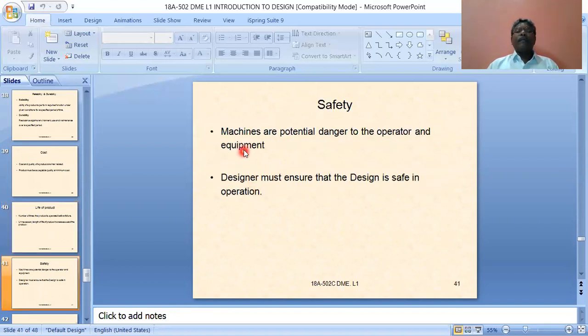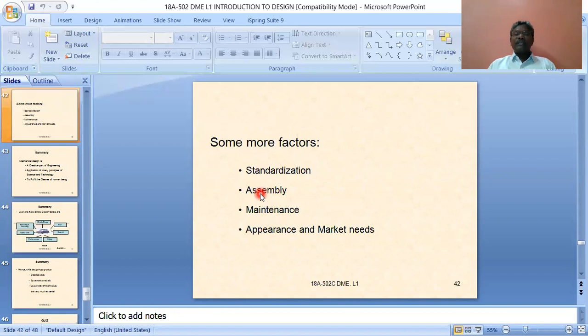And safety: machines are a potential danger to the operator and equipment also, and the design must ensure that it is safe in operation. Along with these factors, there are standardization, assembly, maintenance, and appearance and market needs. All these are the factors.